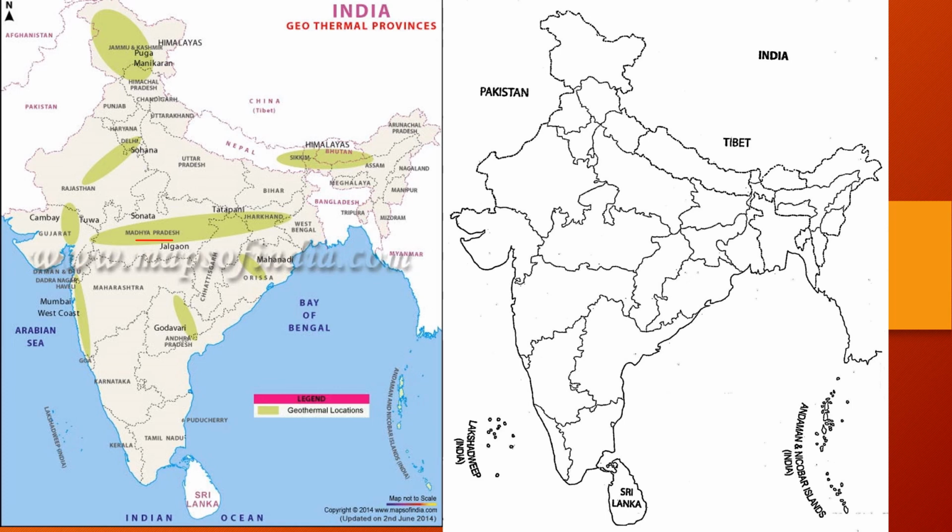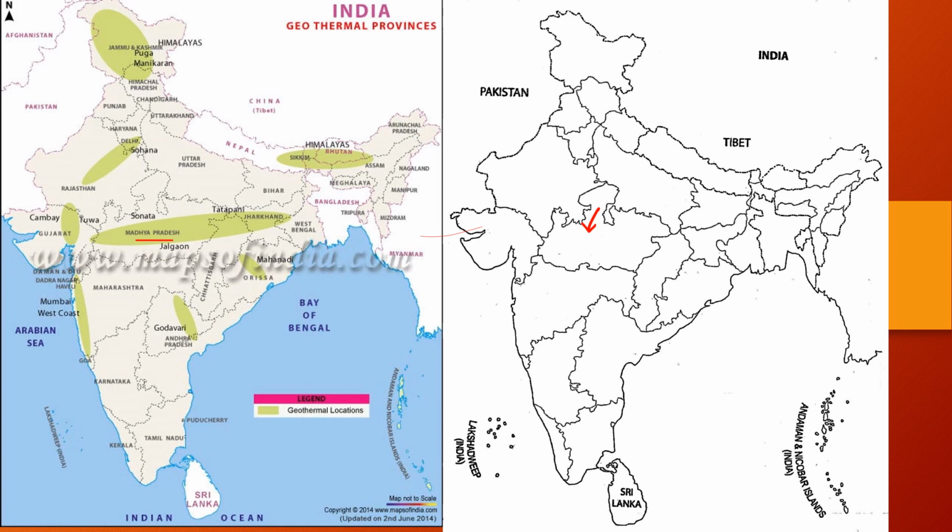If they ask you to mark the geothermal plants in India, and ask which place, you can write Madhya Pradesh. If they mention it and ask which place is the geothermal province, you can write Madhya Pradesh. Clear. But you should know the locations where it is important.